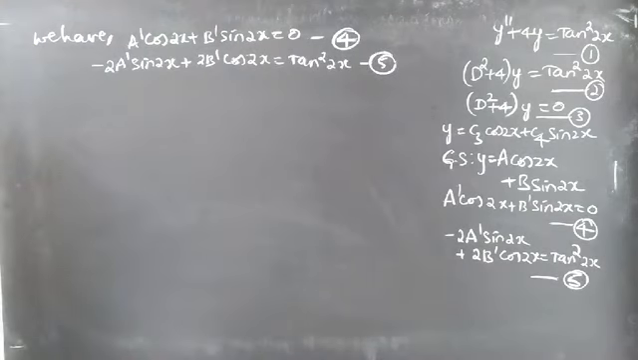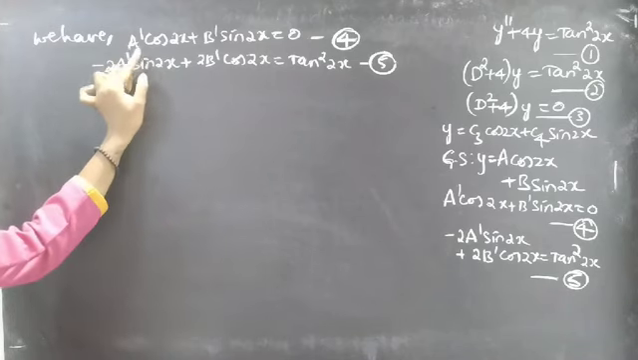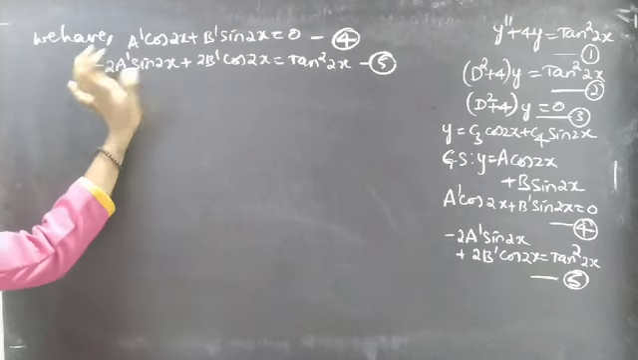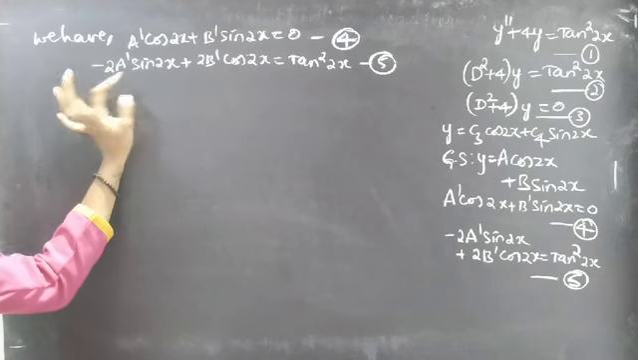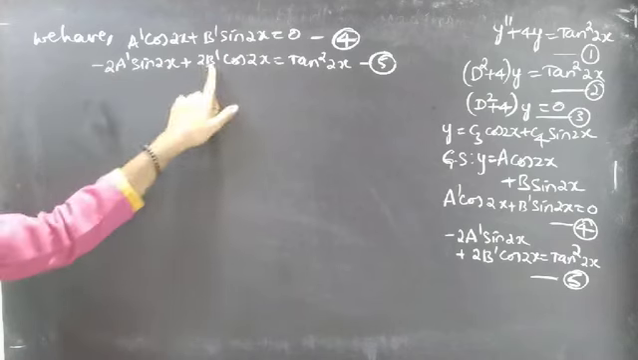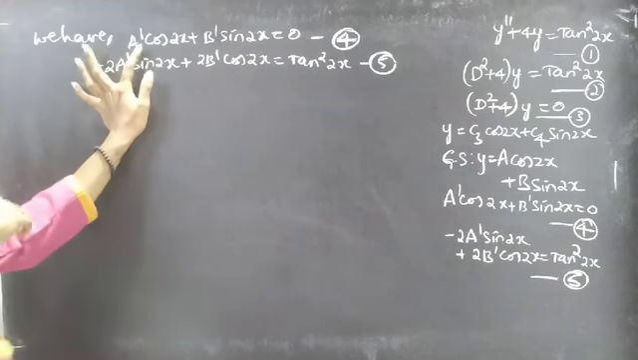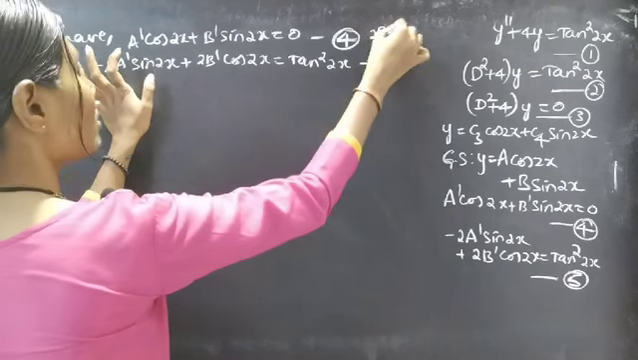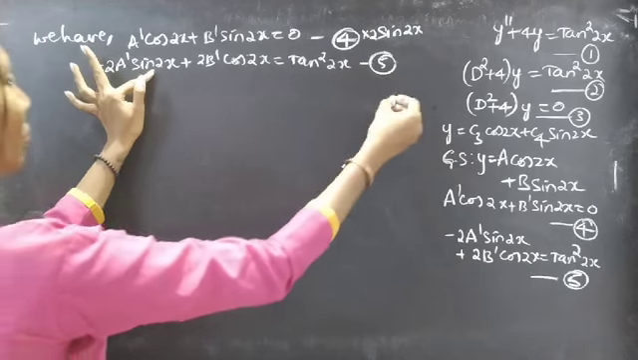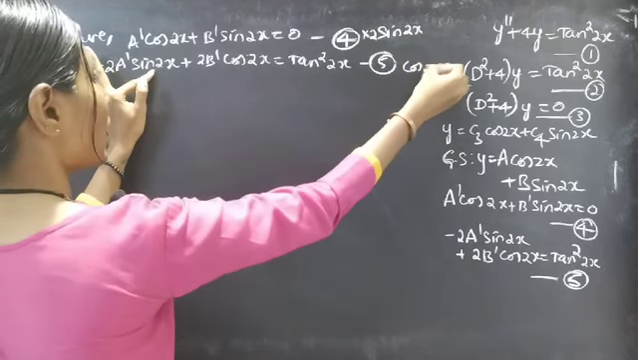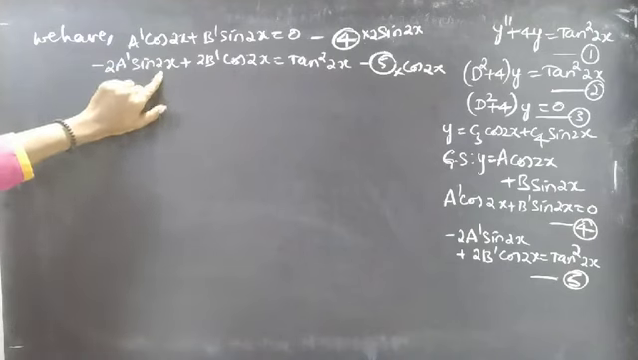Now in order to solve these two equations, observe the first term in both the equations. We have a' cos 2x in equation 4 and minus 2a' sin 2x in equation 5. In order to get b', we need to cancel these two. For that we need 2 sin 2x in this term and cos 2x here. So we'll multiply 2 sin 2x to equation 4 and cos 2x to equation 5.